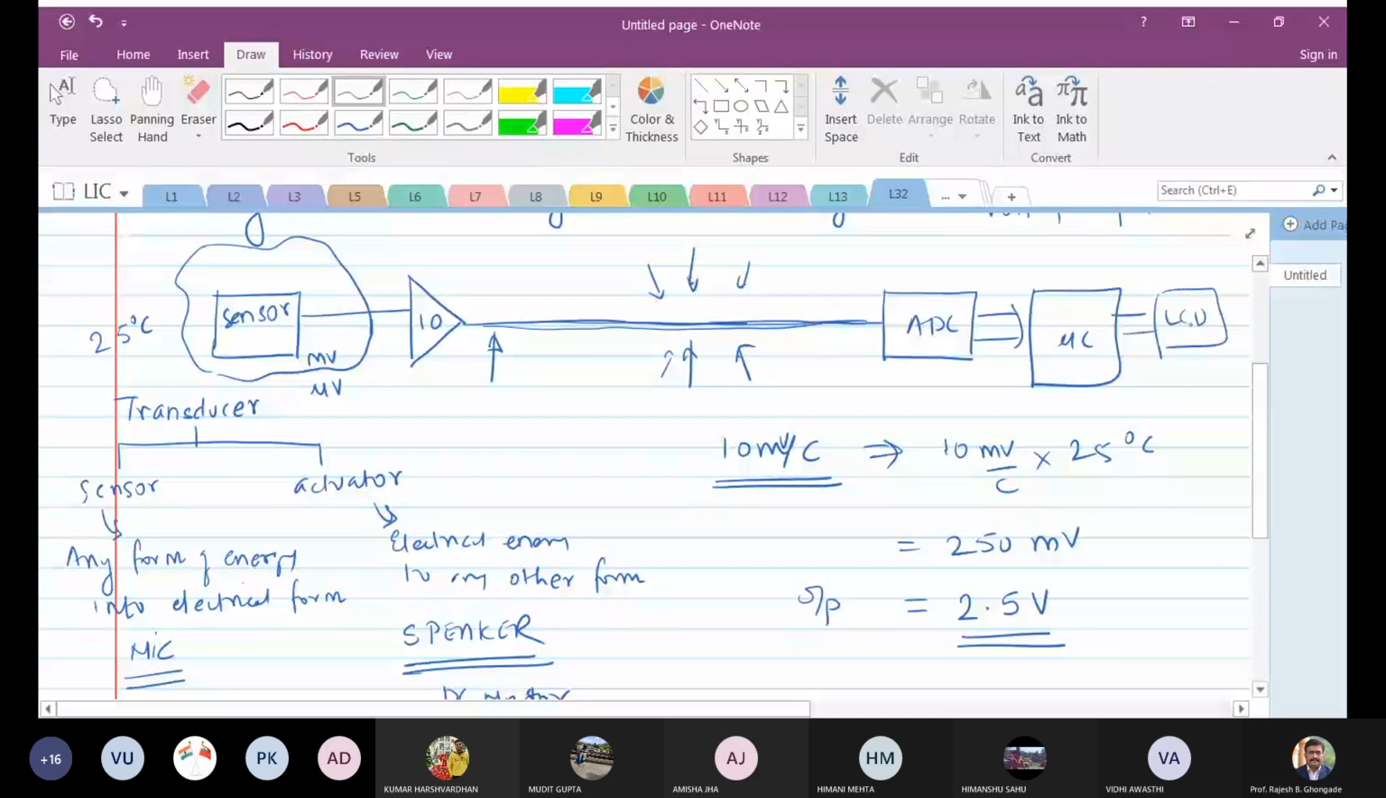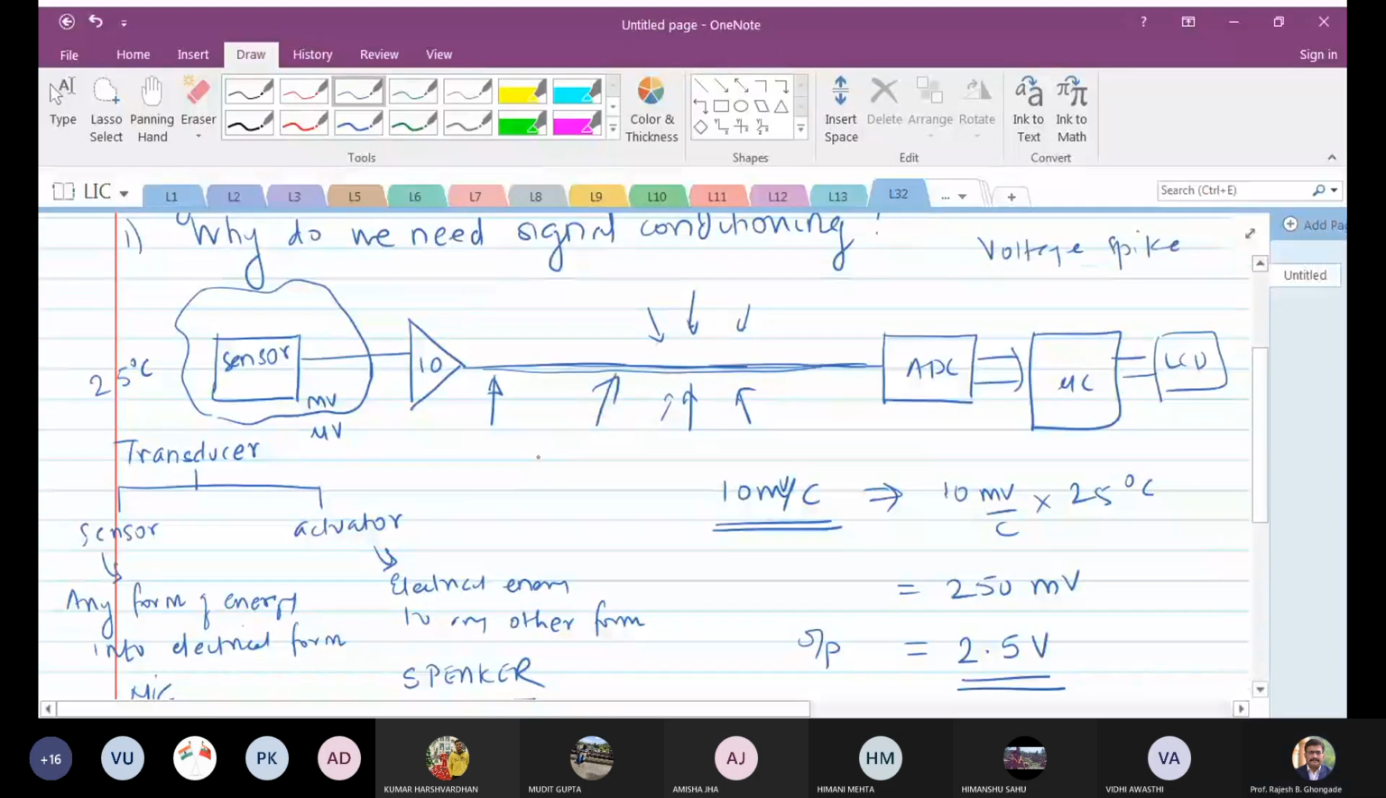That's fine. But now, if there is a voltage spike, and this spike is, let us say, of 0.5 volts, and it is additive, obviously, since it is plus 0.5, it is going to be adding. So, what will be the voltage? Here the output voltage corresponding to 25 degrees Celsius is 2.5 volts. And now, because of this noise, what will be the voltage appearing over here? 3 volts.